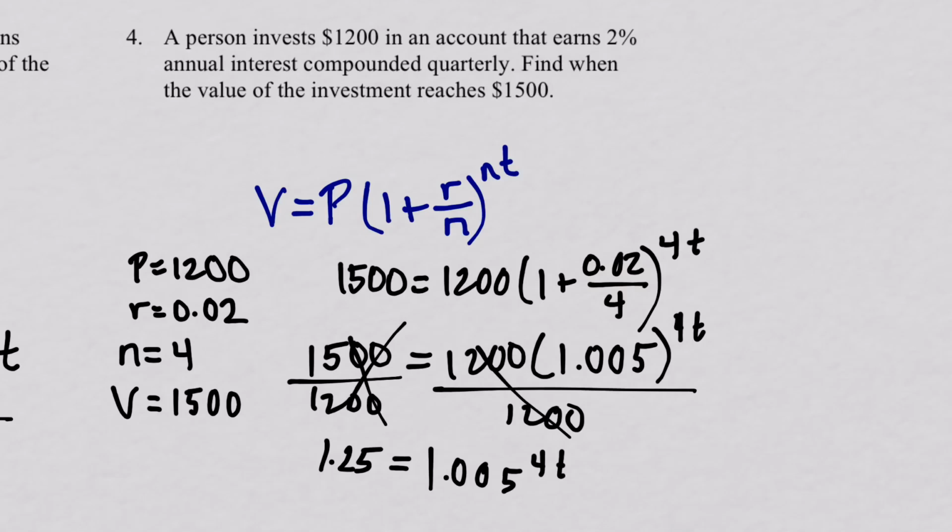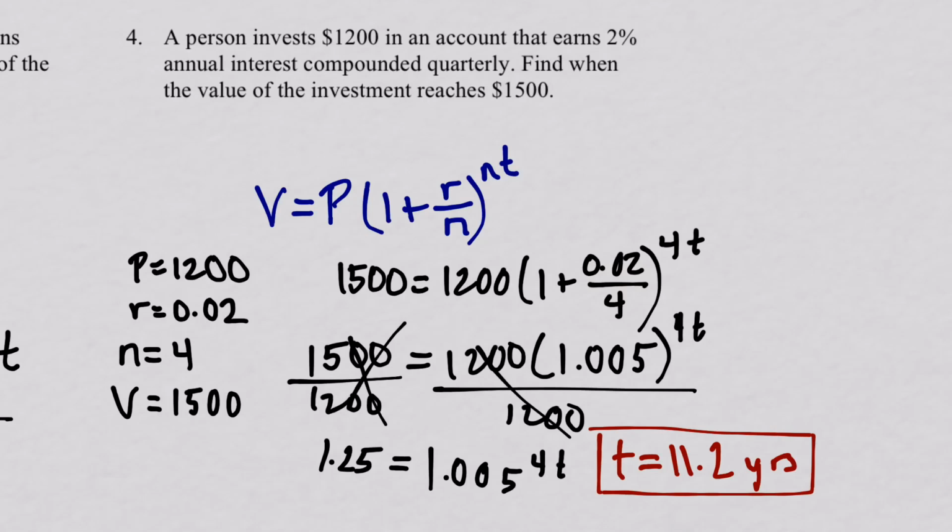I'm going to do that here on my calculator. So my calculator says approximately 11.185. That's what you should have. Now let's round it to 11.2 years. In approximately 11.2 years, the value of the investment will reach $1,500 when it started with $1,200.